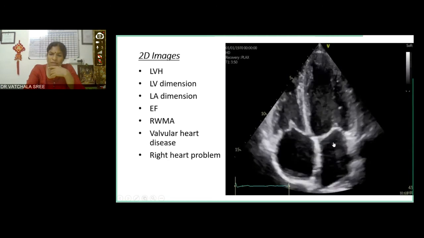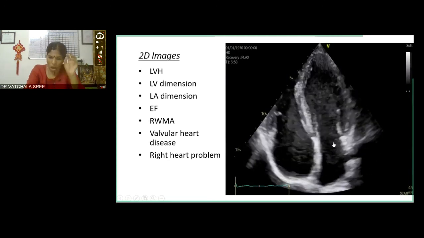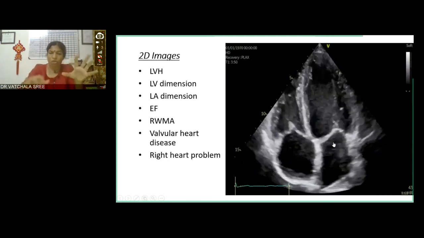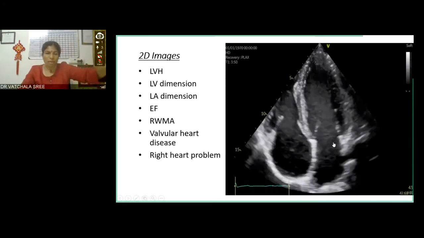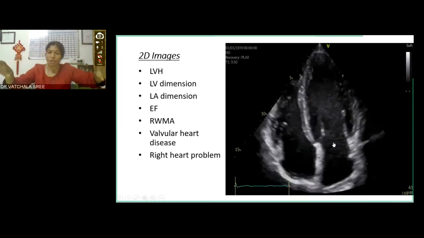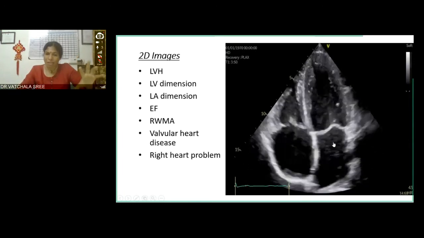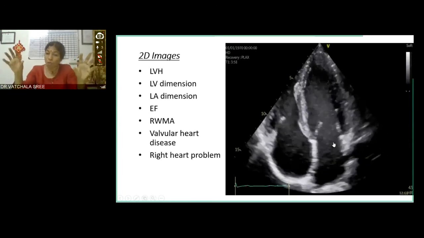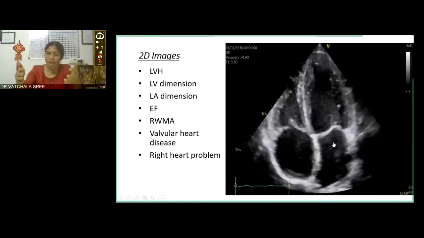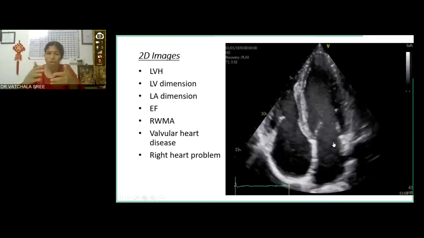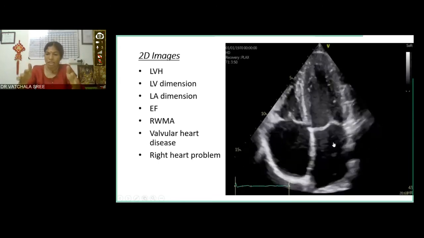Now, as I mentioned earlier, in your algorithm itself, what we wanted to know is, am I dealing with a patient with normal ejection fraction or abnormal ejection fraction? Normal LV dimension or abnormal LV dimension? Is there any mitral valve pathology? Any aortic valve pathology? Is there any other condition in this heart?